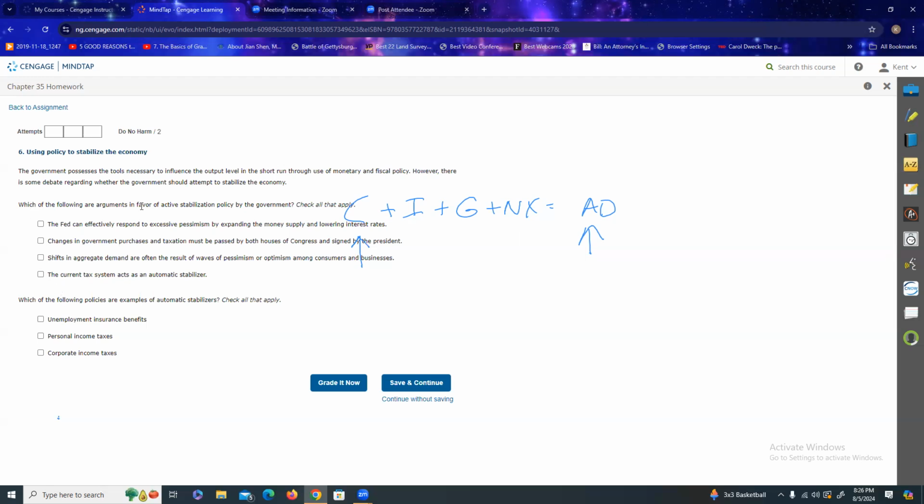Let's see, which of the following arguments favor active stabilization policy? Okay, what are the arguments in favor? Well, I'll let you struggle with that. I've done enough of it. So that's it. Over and out.